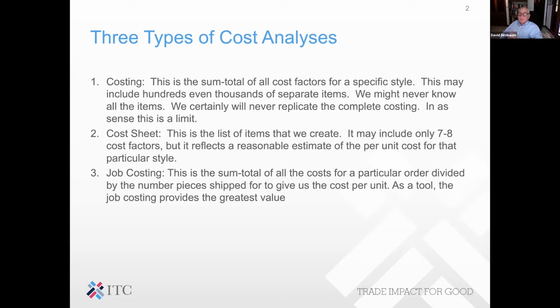You won't know the real cost until you have actually produced the garment and shipped the goods. And that is the job cost. The job costing will tell you the actual cost of producing the order. And divided by the quantity, you will actually know the per unit cost. It is of tremendous value, but you can't do anything until goods have been shipped.